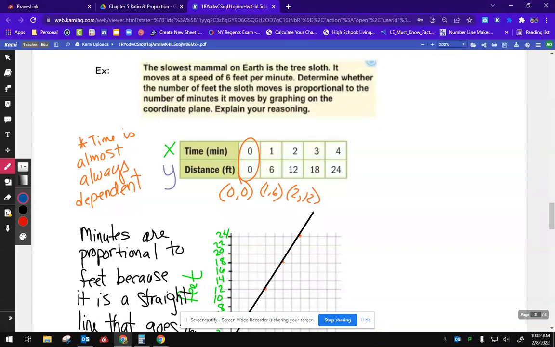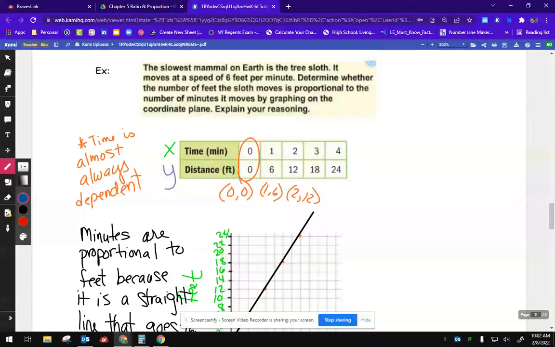The slowest mammal on Earth is a tree sloth. It moves at a speed of 6 feet per minute. So here's, this is Lanny. 1, 2, 3, 4, 5, 6. I'm a fairly slow woman, and I just did that in like 2 seconds. The sloth takes a minute, right?